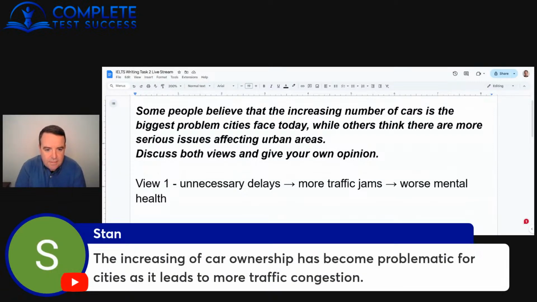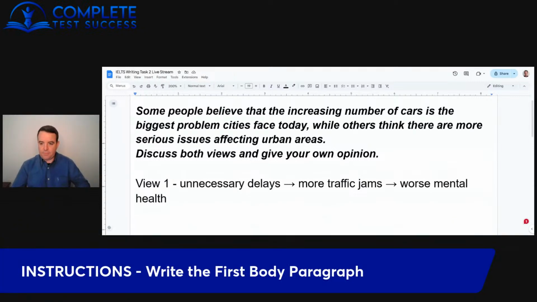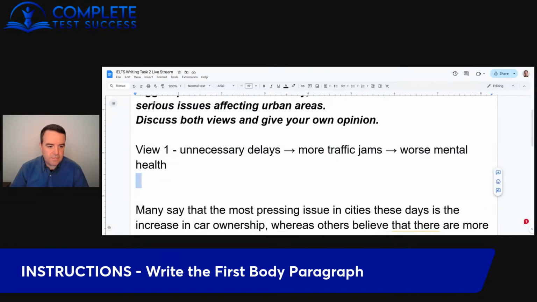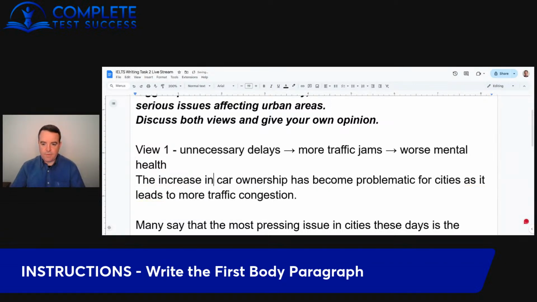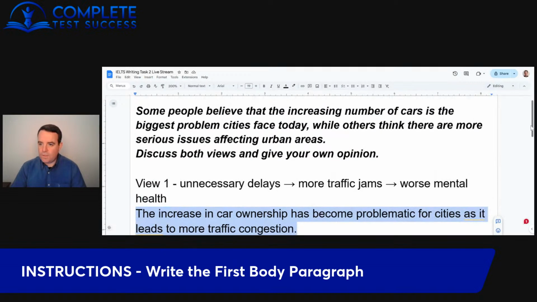Stan: The increase in car ownership has become problematic for cities as it leads to more traffic congestion. Yeah, perfect. That is a perfect first sentence for our paragraph, because it's repeating what the idea is about, and that's exactly what we need to do. So the increase in car ownership, we just need to change that bit, has become problematic for cities as it leads to more traffic congestion. Okay, ideal.